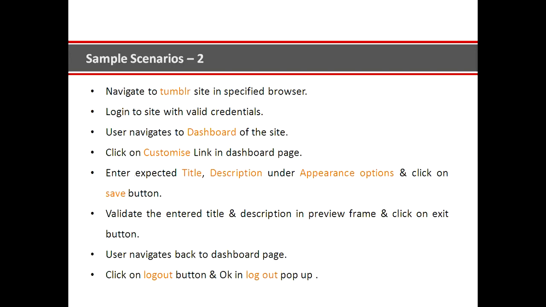Sample scenario 2, navigate to the Tumblr website with valid credentials. From dashboard, click on customize link and enter the details like title, description and appearance options. Click on save button, validate the same in the customize block and navigate back to the dashboard and click on log out of the application.